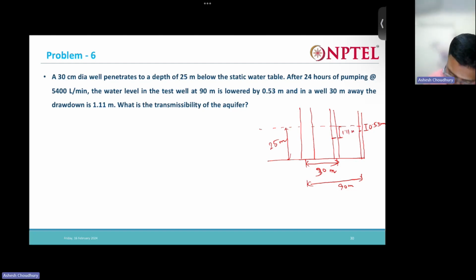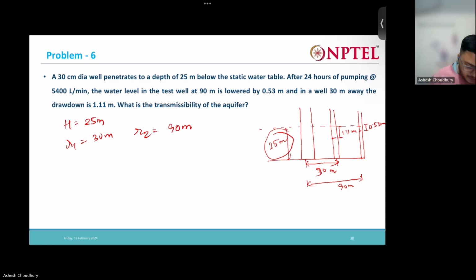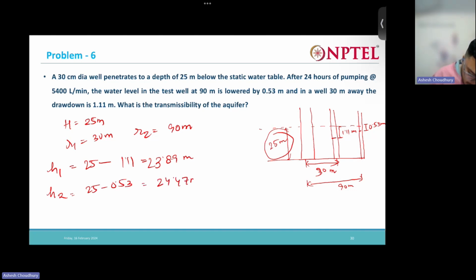So this R1 you know, R2 you know. Let me write down. H is 25 meters, so this saturated depth is 25 meters. R1 is 30 meters. R2 is 90 meters. What is H1? H is nothing but a height, right? The drop means the total height minus the drawdown. H1 is 25 minus the drawdown 1.11, which will be 23.89 meters. And H2 is 25 minus 0.53, which is 24.47 meter.